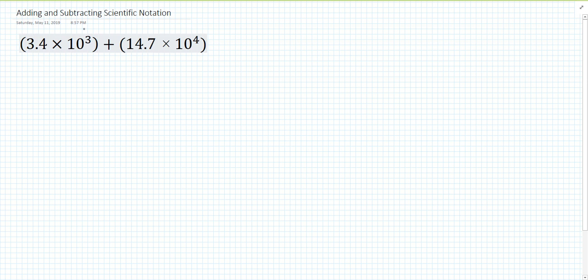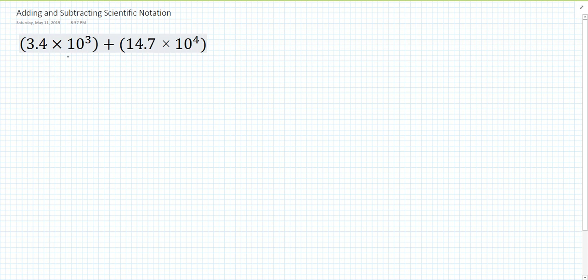Okay, so I know some of us had some trouble with adding and subtracting scientific notation, so I'm going to go ahead and make a quick video on how to do it procedurally. I'll briefly explain the idea behind it, but this is really going to be more of a how-to. So here we have 3 and 4 tenths times 10 to the power 3 plus 14 and 7 tenths times 10 to the power 4.